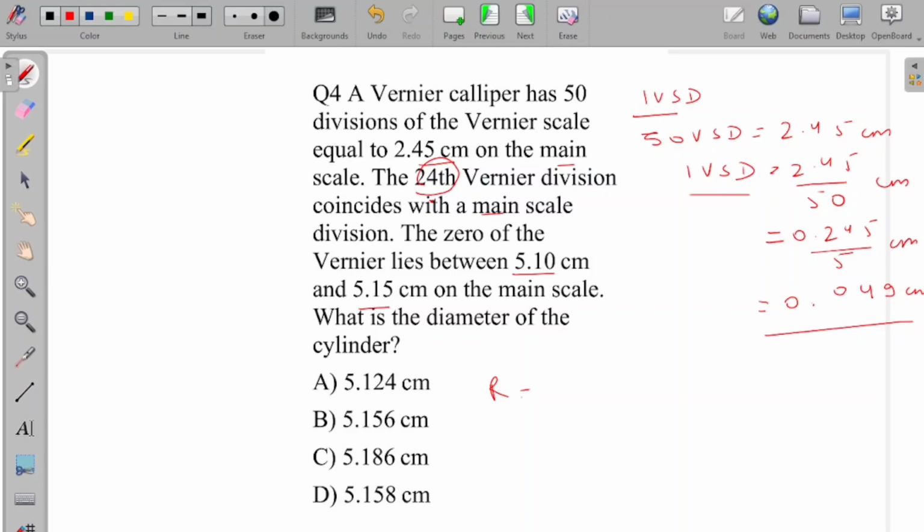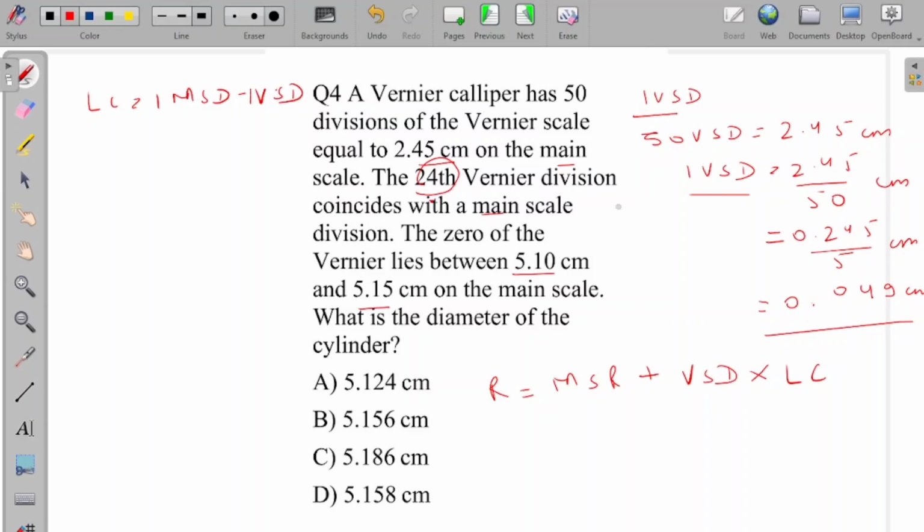In order to find the final reading, we need the main scale reading, then we need the coinciding vernier scale division, and we need the least count, right? These three pieces of information. Now, do we have the least count? We don't. So let's get the least count first of all. Least count is found by using the formula LC is equal to 1 main scale division minus 1 vernier scale division.